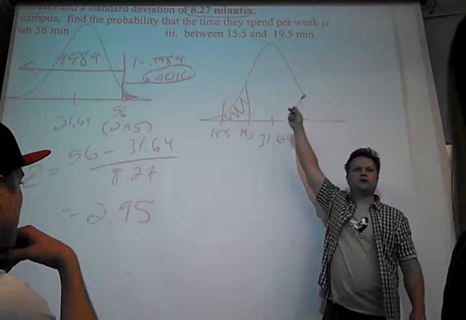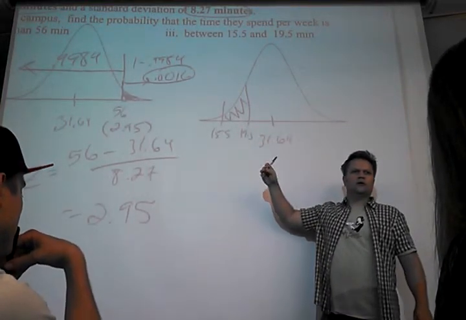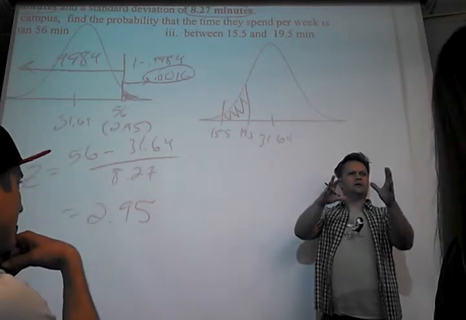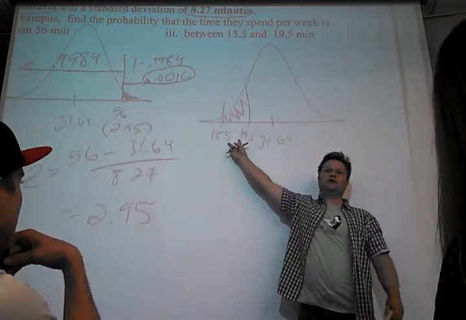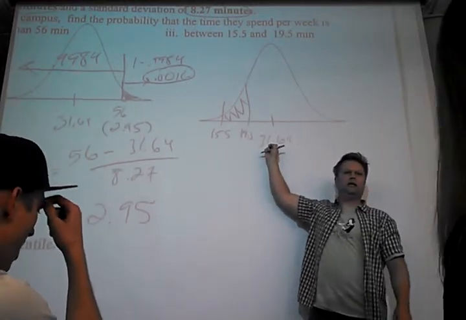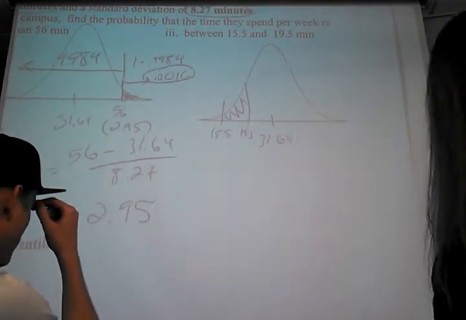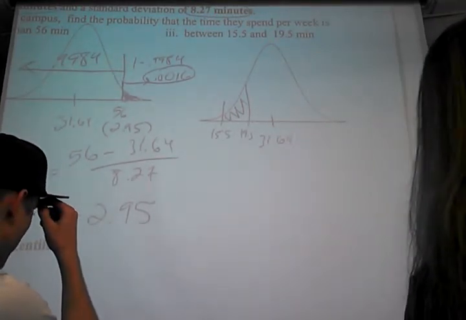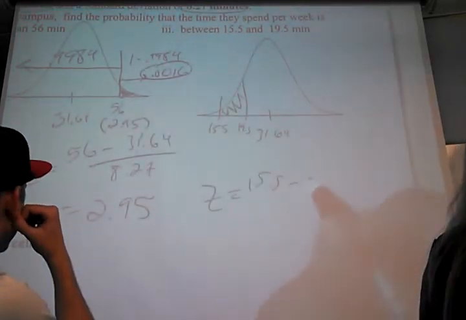So I've got to do two z-scores here. You can't just subtract these two. You understand? It's always got to be in relation to the mean. So I've got to find two z-scores. So one z-score, 15.5 minus this. Negative who what? 1.95, does that sound right? Yeah. Alright, so negative 1.95.